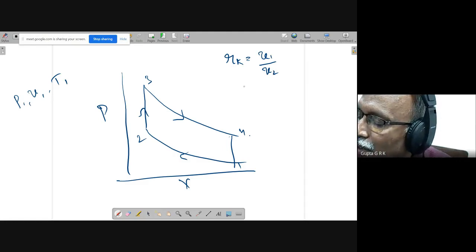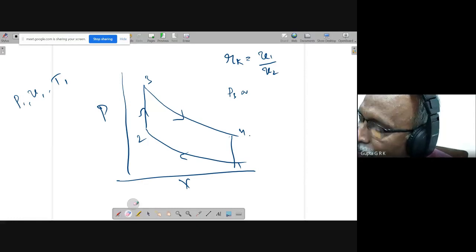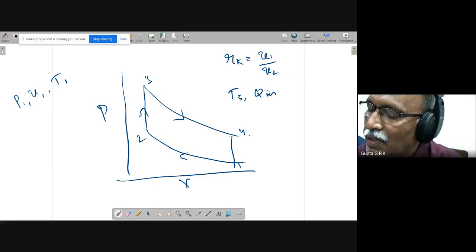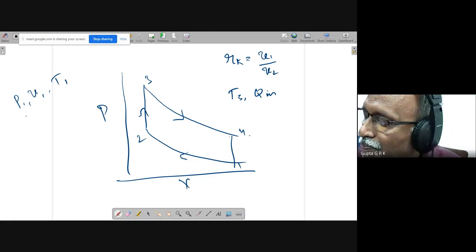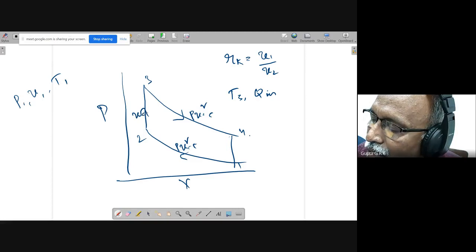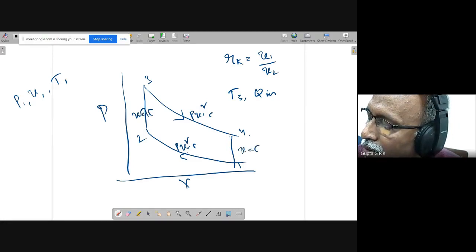And another thing you will be given is either P3, or maybe T3, or Qin. So this is the thing you have to get. P1, V1, T1. And this is isentropic, PV to the power gamma equal to constant. This is also PV to the power gamma equal to constant. This is V equal to constant and this is V equal to constant.